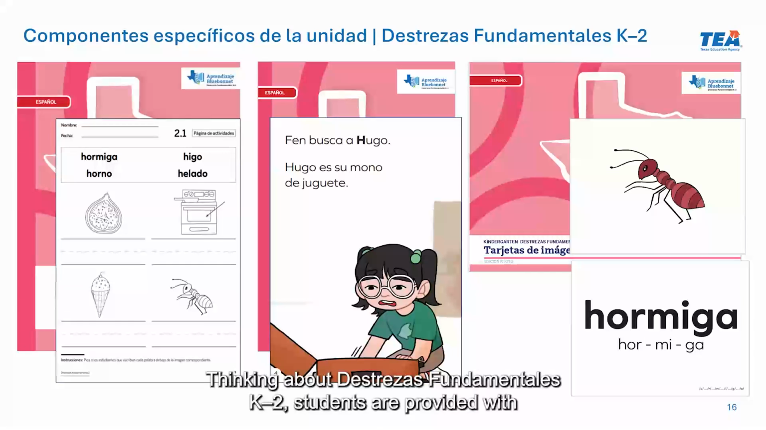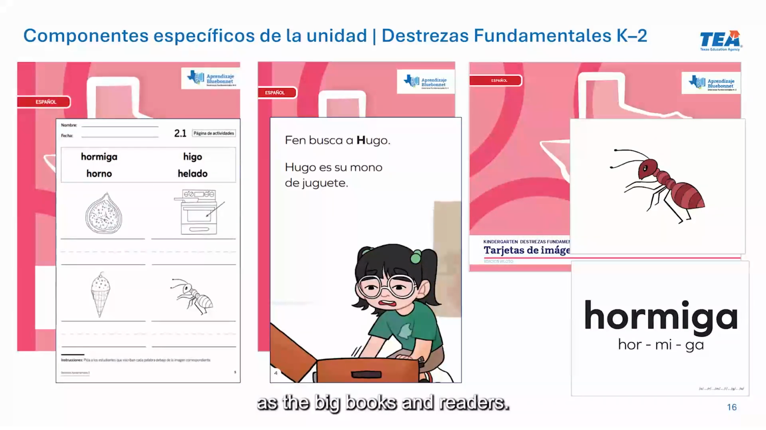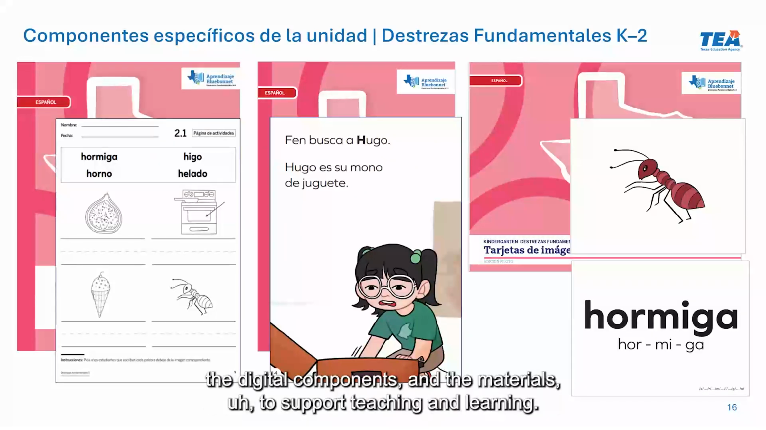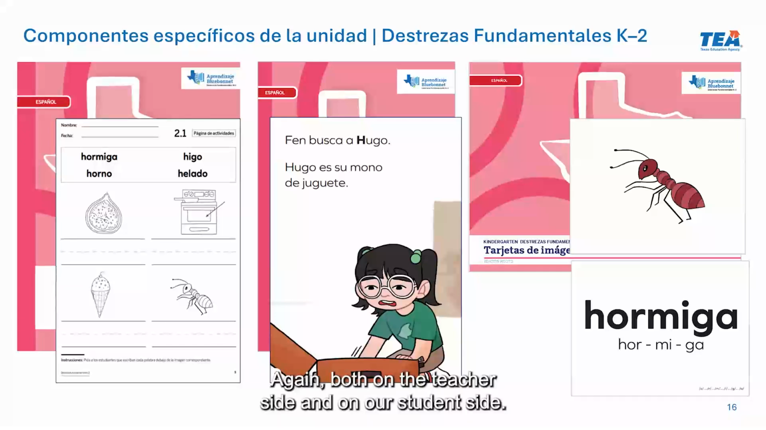Thinking about Destrezas Fundamentales K2, students are provided with everything they need through the student activity books, as well as the big books and readers. Each unit also comes with unit-specific components, such as the image cards, the digital components, and the materials to support teaching and learning, again, both on the teacher side and on our student side.